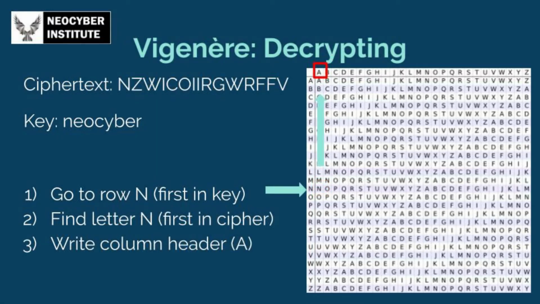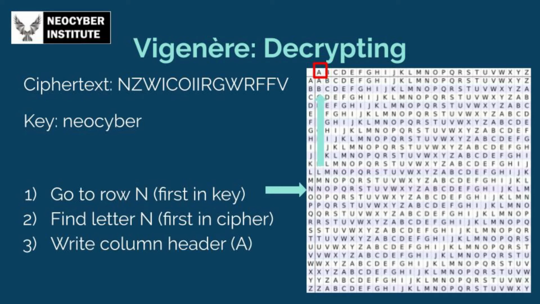To decode, the steps are a little different. First, you want to find the row of the first letter of the key, same as when you encode. The second step is to find the letter in the row that corresponds to the ciphertext. So in our example, find row N first, then look for the letter N inside the row. Once you find the letter, trace upwards to find the column header. That's the letter in the plaintext.